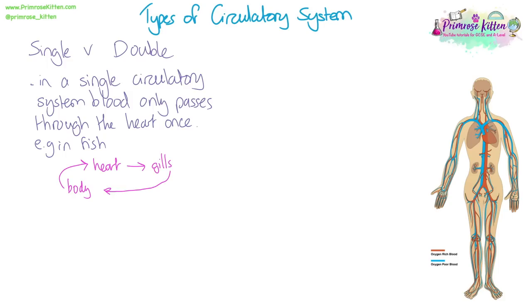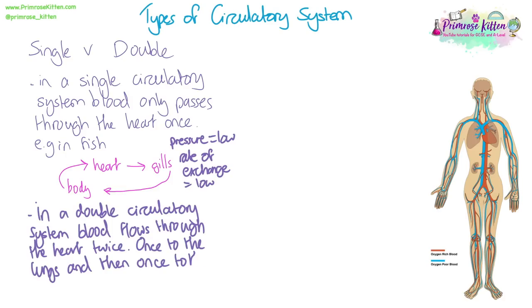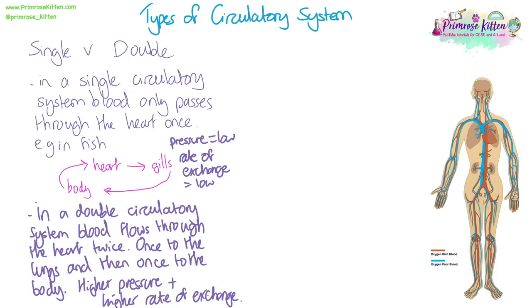So there is no pump that actually pushes the oxygenated blood from the gills to the body. This means that pressure is low and the rate of exchange of substances is also low. In a double circulatory system, blood flows through the heart twice, once to the lungs and then once to the body. Because there is this extra step where the oxygenated blood is pumped from the heart back round to the body, pressure is higher and there is a higher rate of exchange.